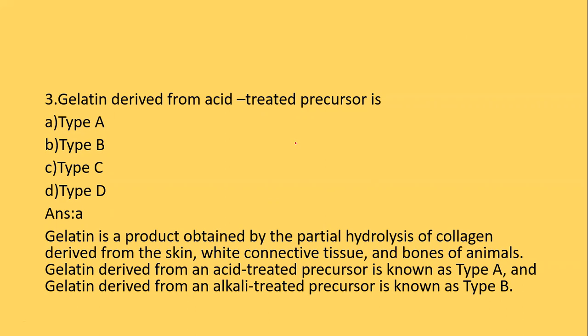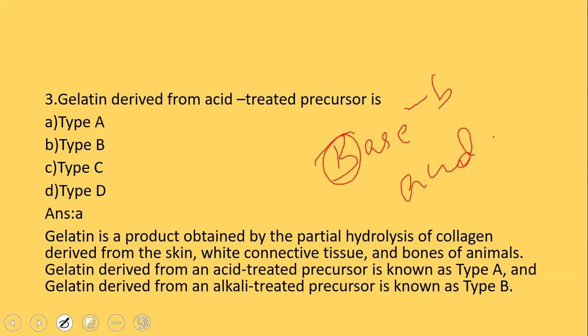So you can simply remember that acid treated is known as A, and alkali we can consider as base. Base is B. So when base or alkali is treated, it is type B, and when acid is treated, it is type A. You can simply learn by this concept: base is B and acid is A.